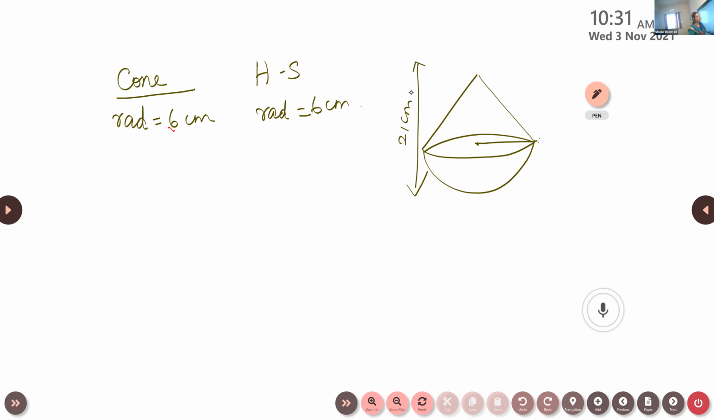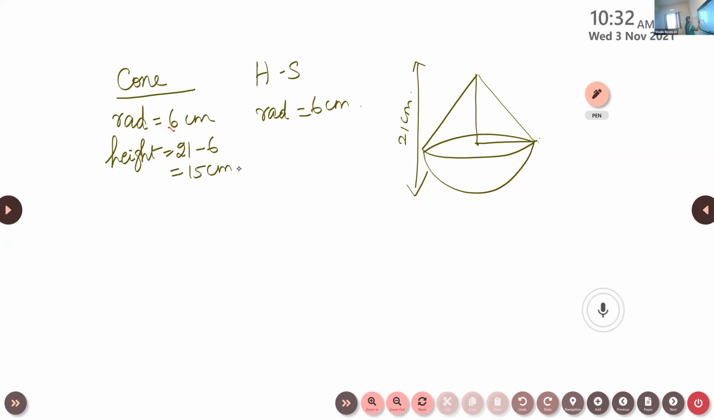Now, the total height is given as 21 centimeter, isn't it? The height of the solid. So what will be the height of the cone? Vinay? 15. Very good, Vinay. The height of the cone is, from the total height, you subtract the radius, which is 15 centimeter.